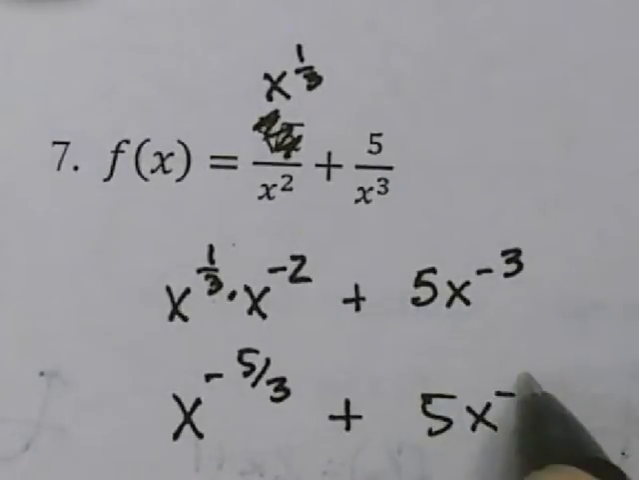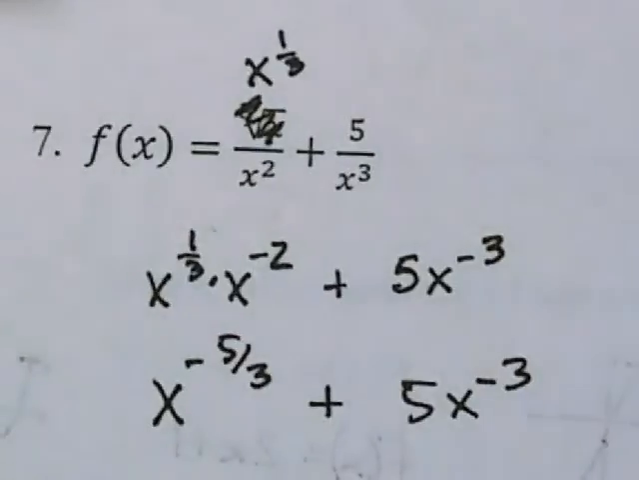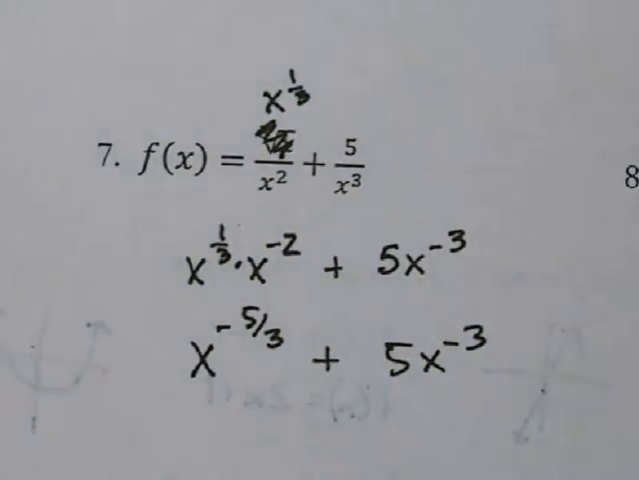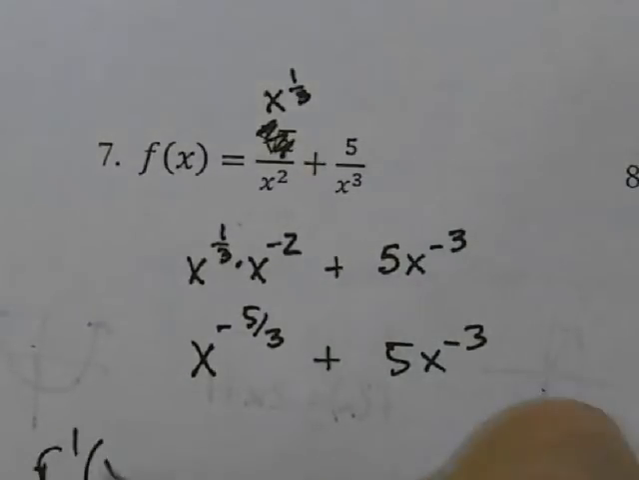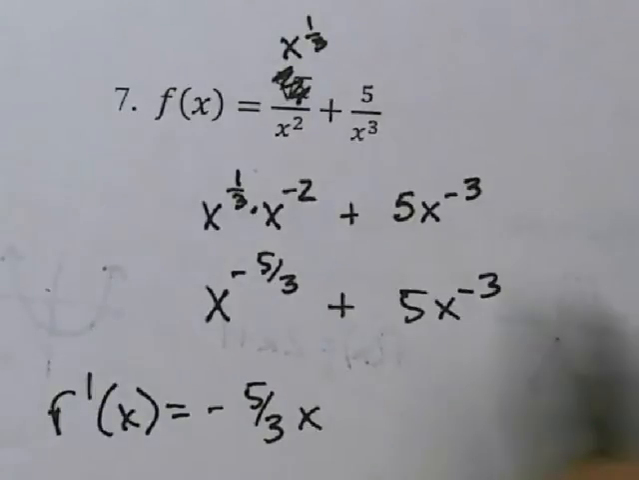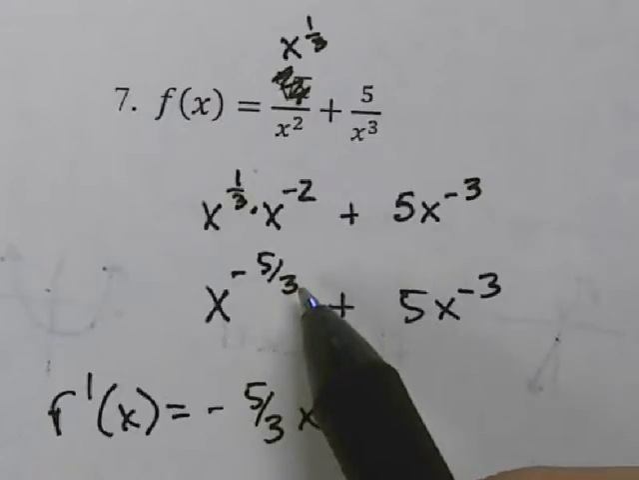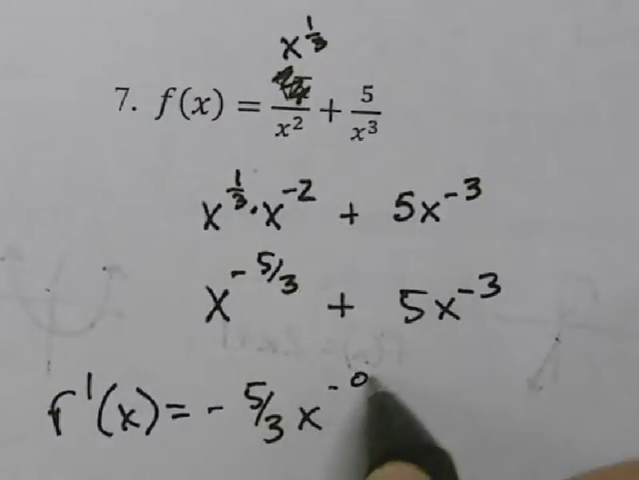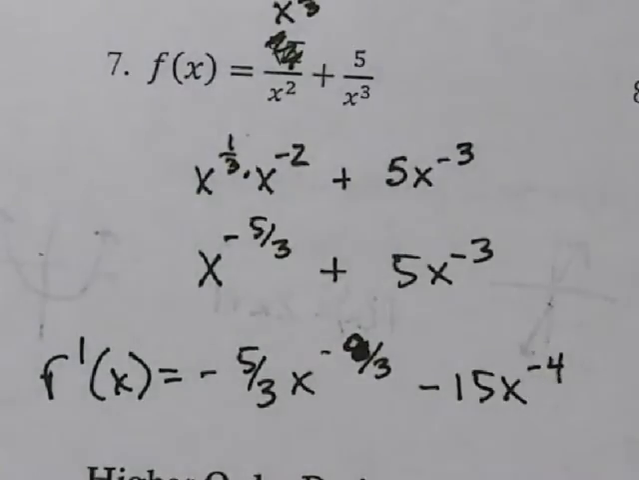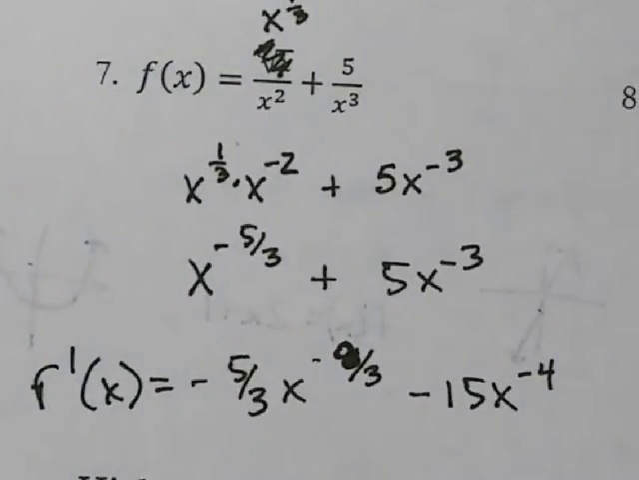But now that I got it written like that, that was the hard part, rewriting it to something that looked familiar, that I know how to take the derivative of. Now I can actually take the derivative of it. It is negative 5/3 x. What happens when I take 1 away from negative 5/3? Good, negative 8/3. Dang it, that's supposed to be an 8. And then a negative 15x to the negative 4. Okay?